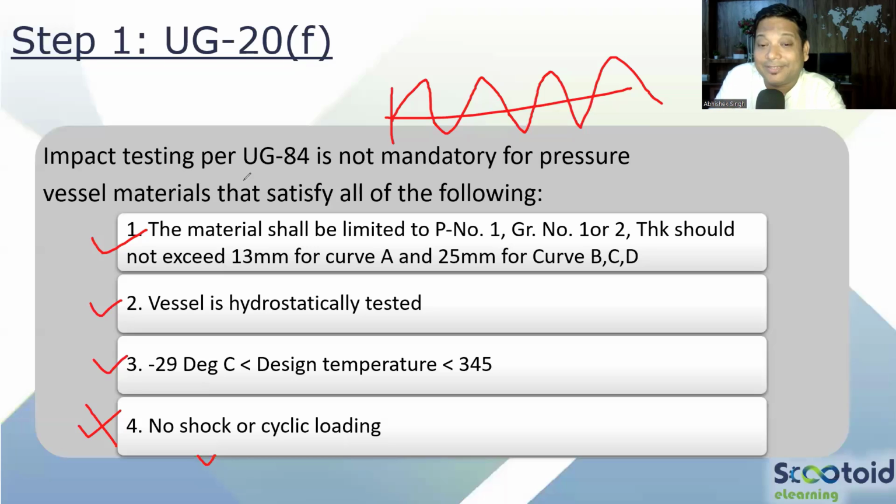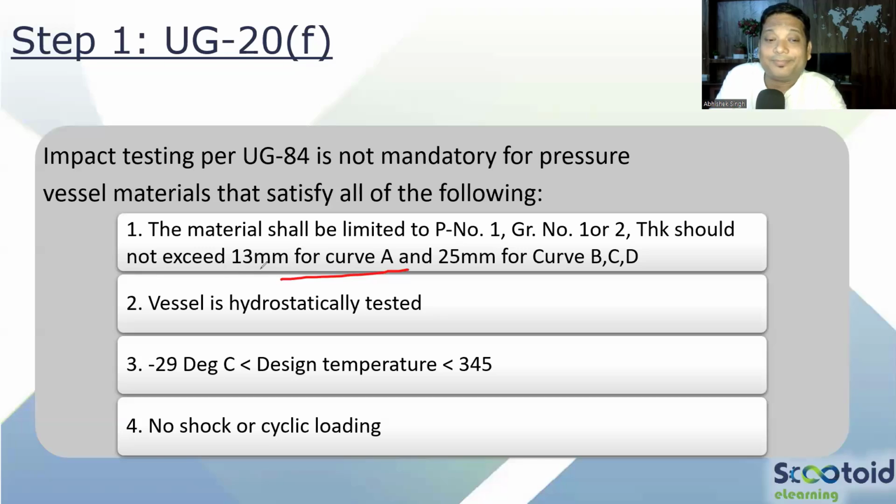Then you have to read the statement which is given here: it is not mandatory to go for UG 84. That means exemption is not permitted by this clause, but may be permitted by another. So if it is not met, it does not mean that you need to go for UG 84 and do the impact testing. There may be other clauses which provide some exemption. Based on services and conditions, you may end up doing impact testing, right?